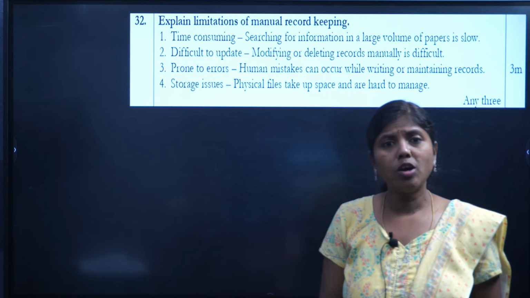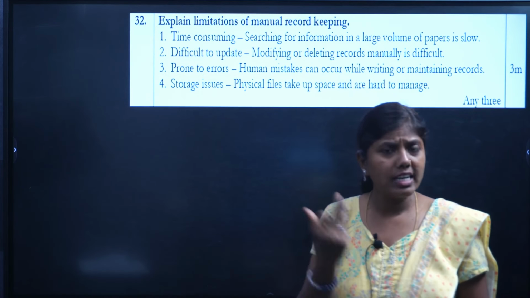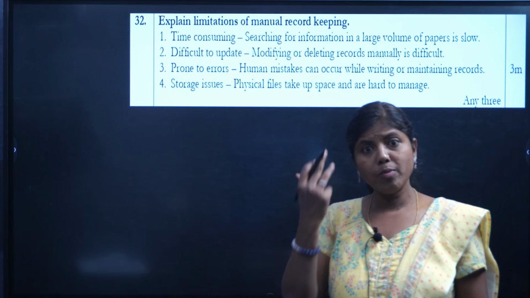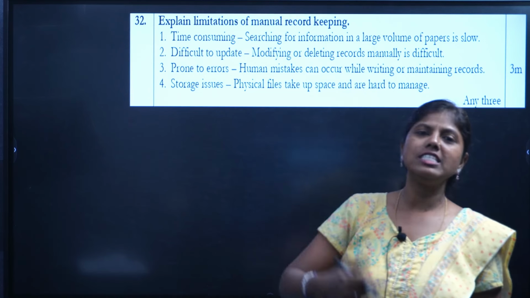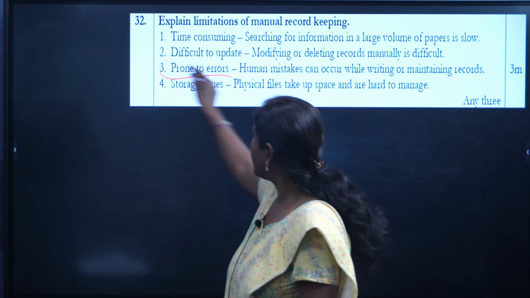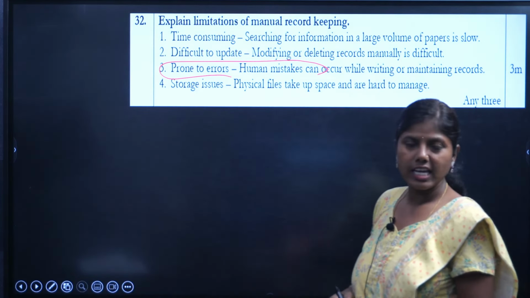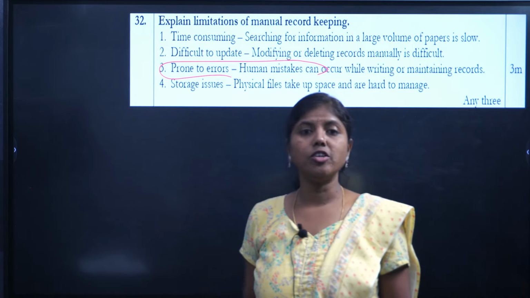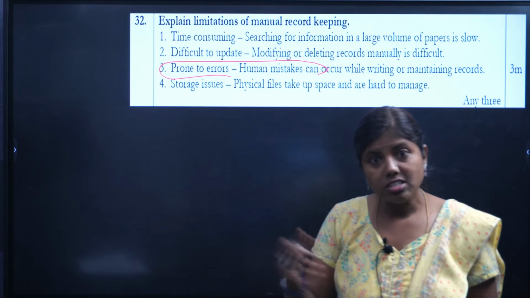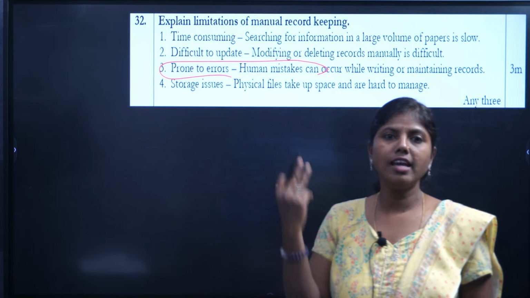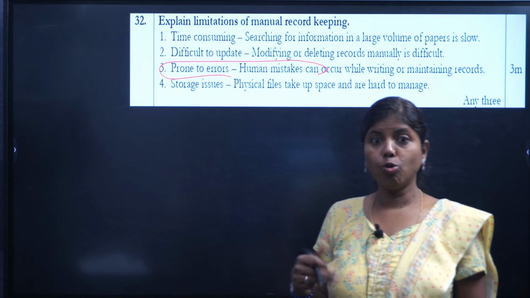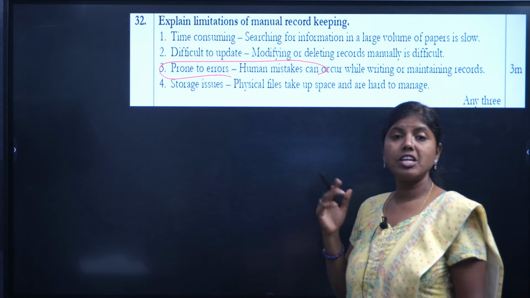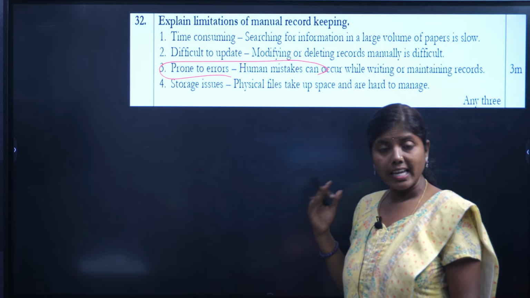Ma'am, what about the question of accuracy? What if you make some mistake? That leads to inconsistency, it is prone to errors. For example, you made one mistake: instead of Krishna, I've written Keshav. And when you're searching for Krishna, you're not able to find it. So even updating and modification becomes wrong there.